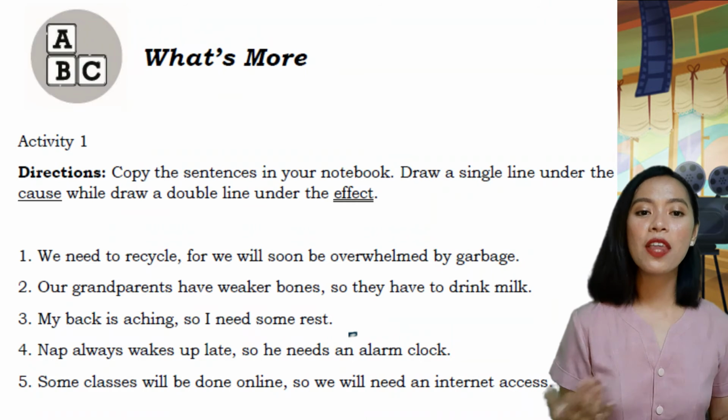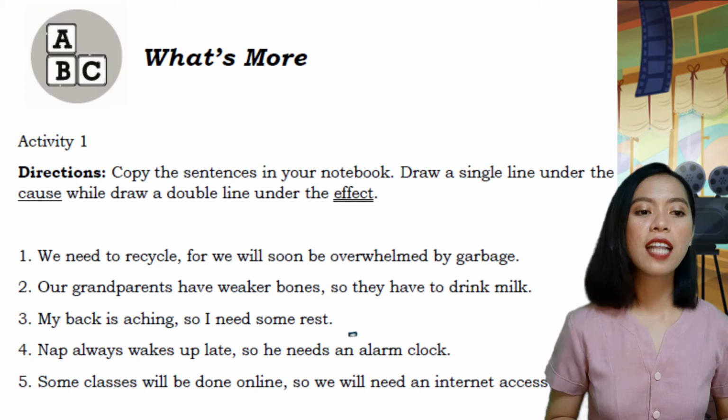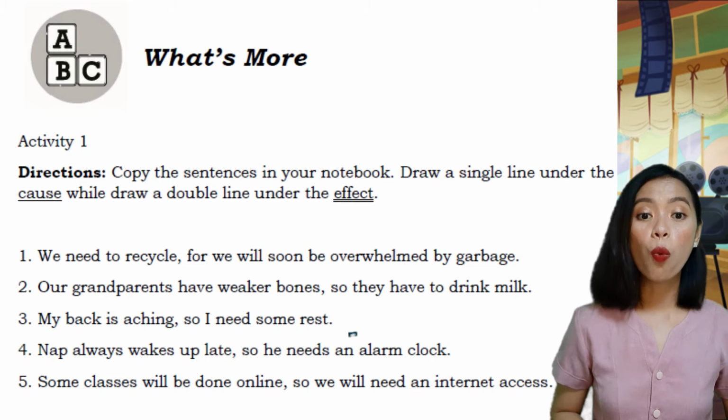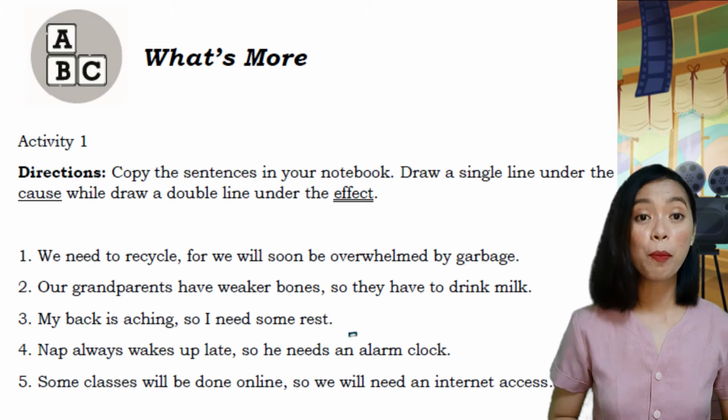Alright! Did you get the lesson already? Let us answer the activities in your SLM. I will give you 2 minutes to answer the questions. Activity 1. Directions. Copy the sentences in your notebook. Draw a single line under the cause while draw a double line under the effect. Number 1.